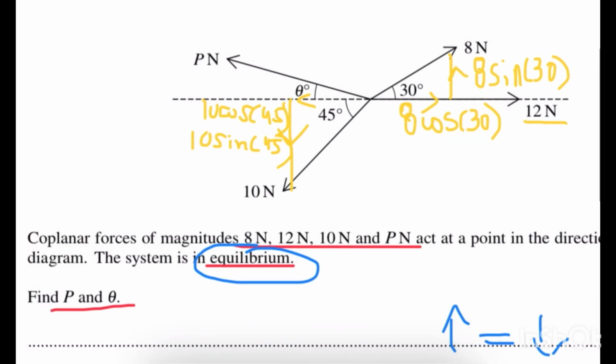We have this p Newton force, so I will do it with a different color so we can differentiate it from the 10 Newton force components. So it will have an upward component as well as a leftward component. The upward component will be p sin theta, and the leftwards will be p cos theta.